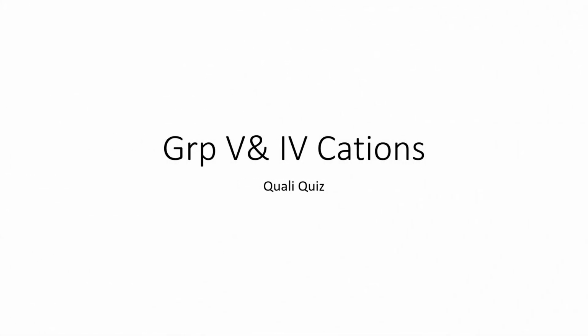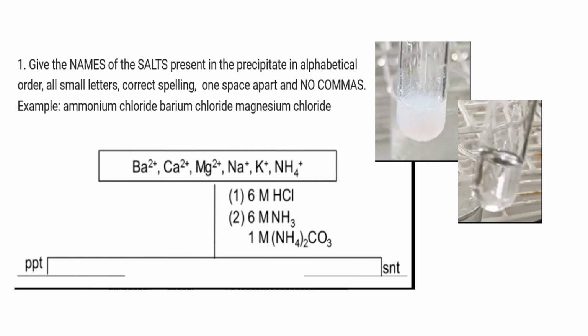Everyone, let us talk about the precipitation and separation problems given in the quiz. In number one, you are given the diagram and it says give the names of the salts present in the precipitate. Of course, there are requirements. This is for Google: alphabetical order, small letters, correct spelling, one space apart, no commas, etc.